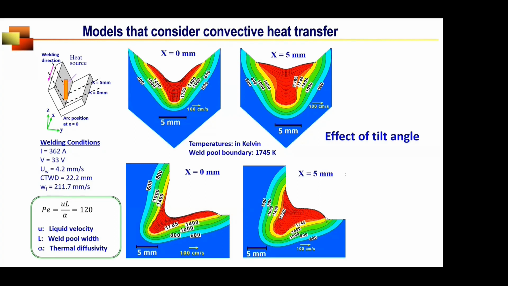And also, there is a parameter that we call Peclet number that tells us the ratio of heat transported by convection to heat transported by conduction. If this parameter is much larger than 1, then convective heat transfer is the primary mode of heat transport, and there we must use heat convection.